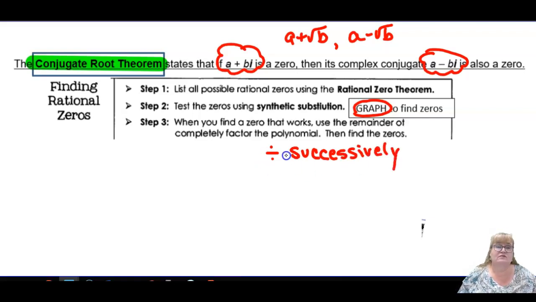If we have to, most of the time we'll be left with a squared quantity that either factors or we can use quadratic. But if we happen to get a degree 4 or 5, we're going to have to divide successively, or one after the other. Consecutively, I guess, kind of works too. All right, let's go to the next page.